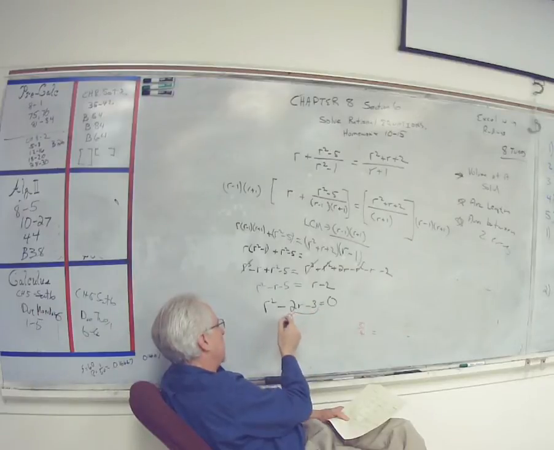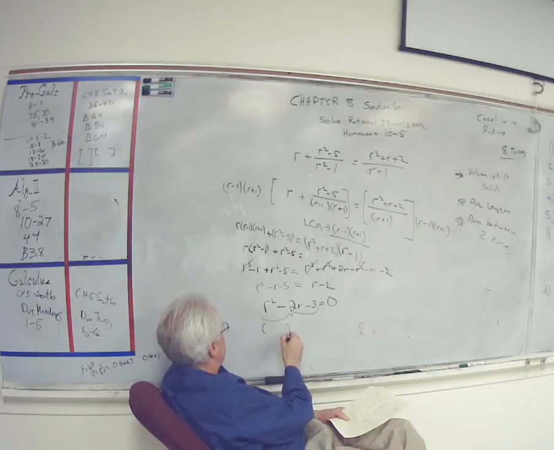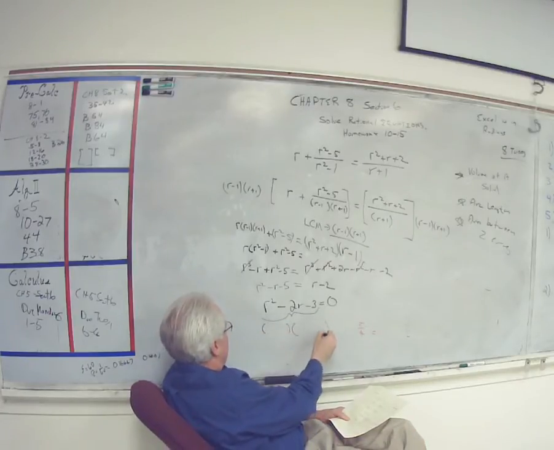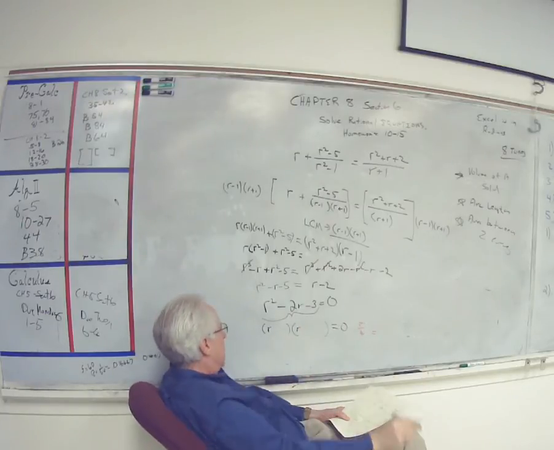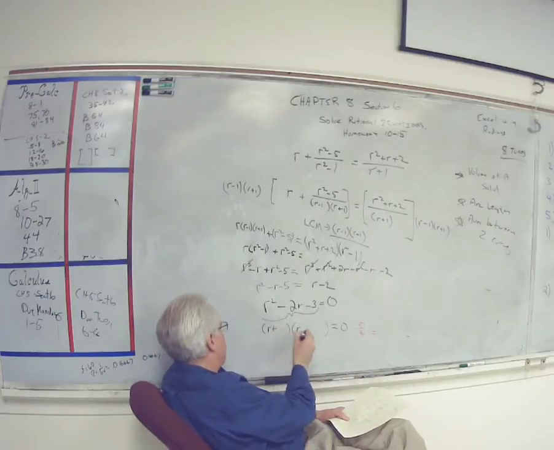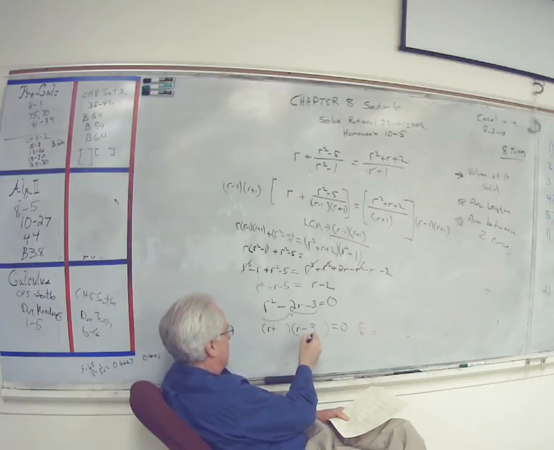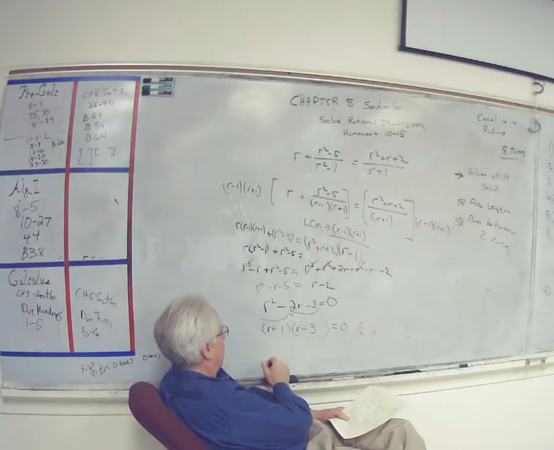Now what is this? What can I do with r squared minus 2r minus 3? Factor it. Okay? So I'm going to have an r and an r, equal to 0. Are the signs the same or different? Different. So plus and minus. So it's going to be plus what and minus what? Plus 1 and minus 3.